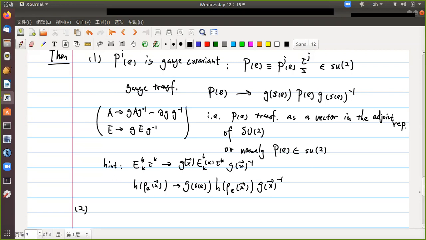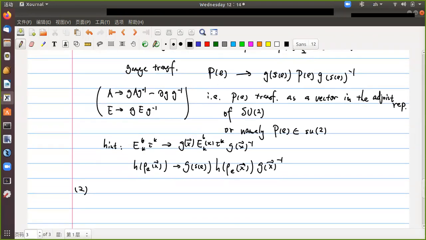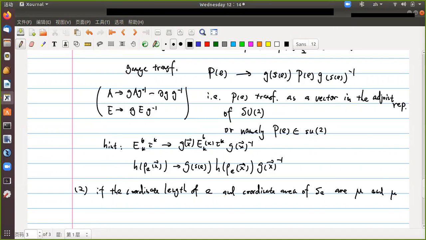So the second property is about the continuum limit. Okay, so what is the continuum limit? If we set up the coordinate length of the edge E, and the coordinate area of S_E to be mu and mu squared.